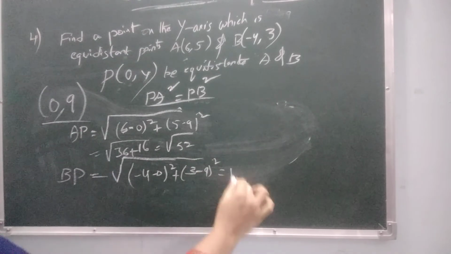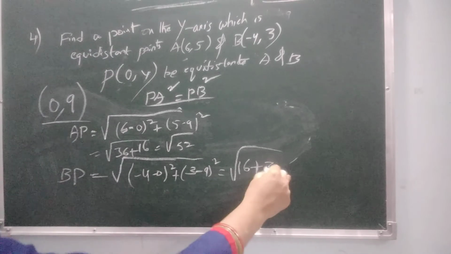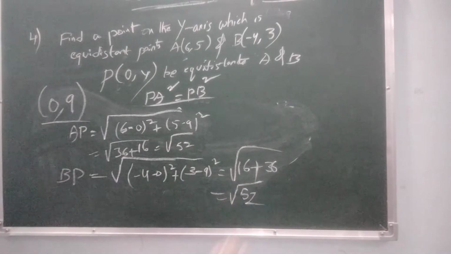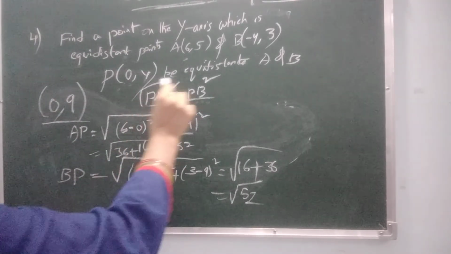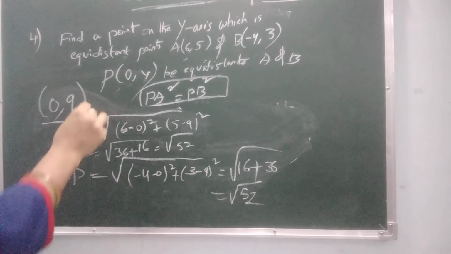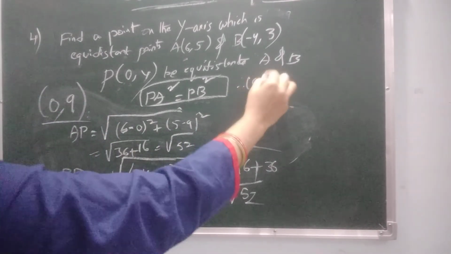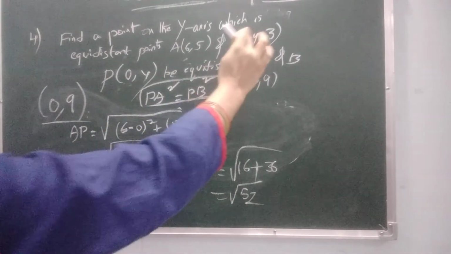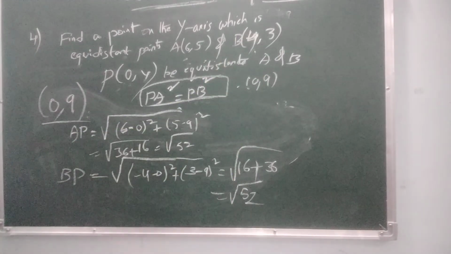Okay, that means 4 square minus 16 plus 3 minus 9, 6 square, that means 36 equal to root 52. That means AP equal to BP. That means this is absolutely correct. So our required point is equidistant. So (0, 9) is equidistant from (6, 5) and (4, 3). Equidistant from (6, 5) and (-4, 3).